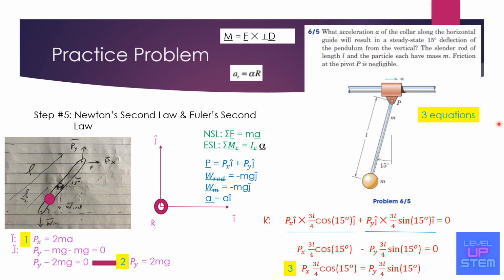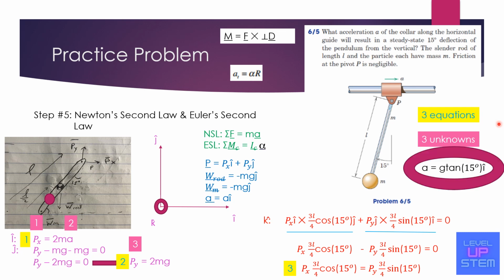So now we have three equations, 1, 2, 3, and three unknowns, Px, a for acceleration, and Py. So three equations, three unknowns. This problem is essentially solved, and you can do the algebra out, and this is going to be your final answer. a equals g tan 15 degrees in the i hat direction, and we know it's i hat because, once again, it's moving in this direction. So that's going to be our final answer.